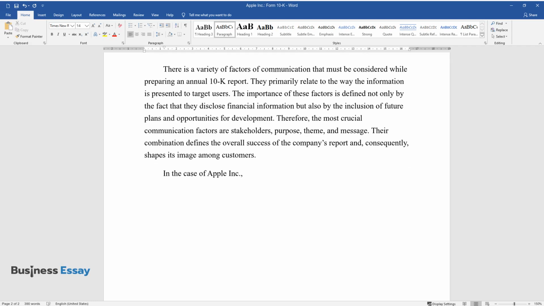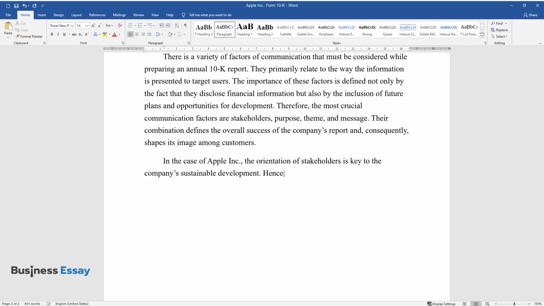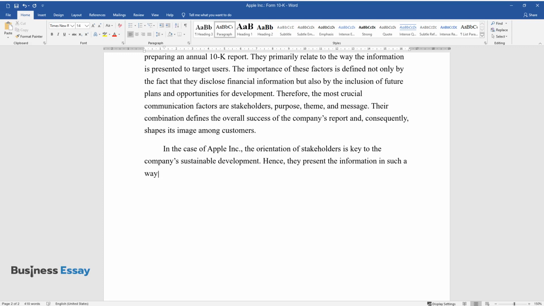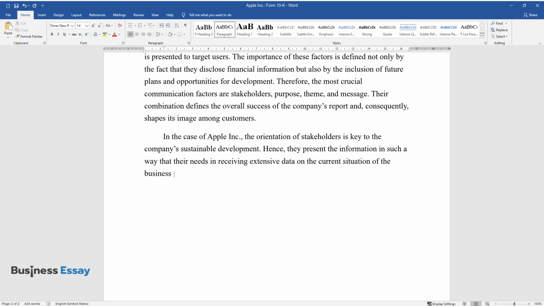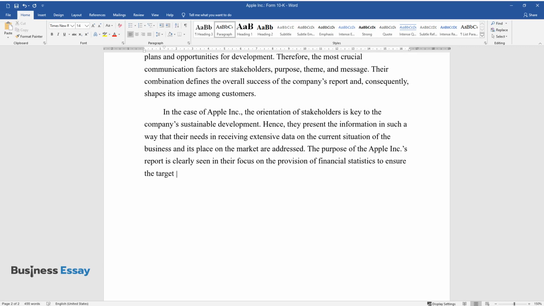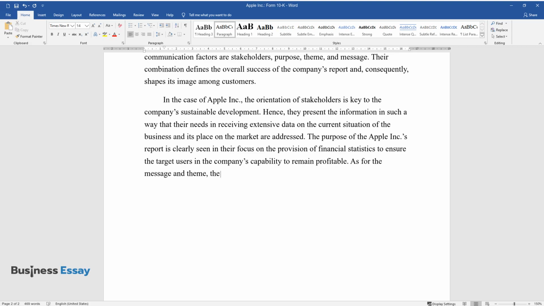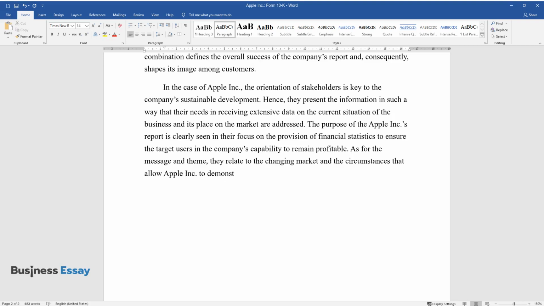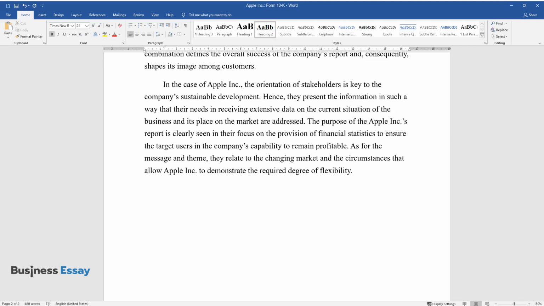In the case of Apple Incorporated, the orientation of stakeholders is key to the company's sustainable development. Hence, they present the information in such a way that their needs in receiving extensive data on the current situation of the business and its place on the market are addressed. The purpose of Apple Incorporated's report is clearly seen in their focus on the provision of financial statistics to ensure the target users of the company's capability to remain profitable. As for the message and theme, they relate to the changing market and the circumstances that allow Apple Incorporated to demonstrate the required degree of flexibility.